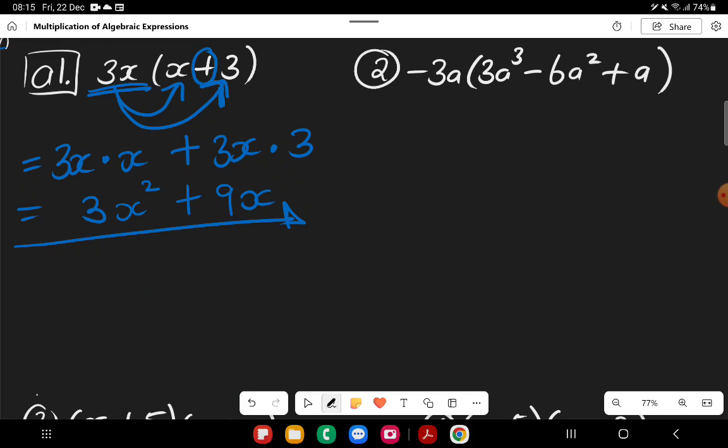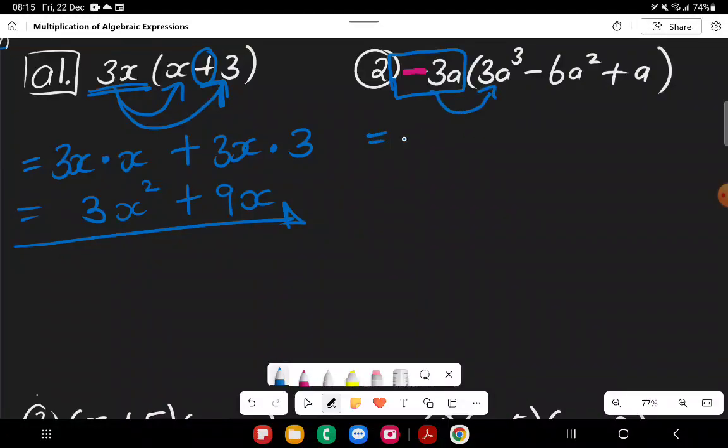Let's look at question number 2. I have negative 3a, open bracket, 3a cubed minus 6a squared plus a, close bracket. Now I'm going to highlight the fact that we have got a minus sign here. Please be very careful of the minus sign. Distributive property. So the first thing I'm going to do is take all of that, including the minus sign, and multiply it with the first item. So that becomes negative 3a, in brackets, multiplied by 3a cubed.